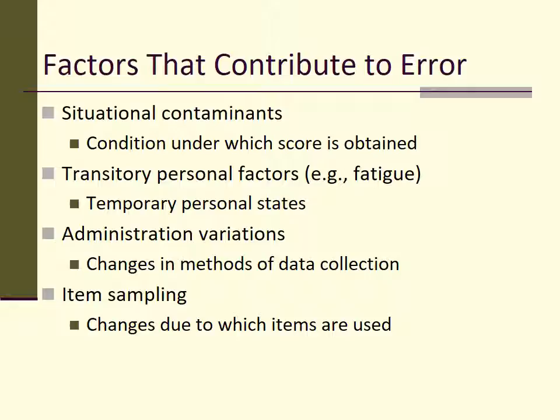Many factors may contribute to errors of measurement. Situational contaminants are the conditions under which a score is obtained. With a room that is too hot, too cold, or has poor lighting, scores may be affected. Transitory personal factors such as fatigue, hunger, or mood changes may also affect scores. Administration variations can cause error. If all of the data collectors do not administer the measure the same way, error will result. In written surveys where only a subset of items is given to each subject, error can result from item sampling or changes in items that are used.